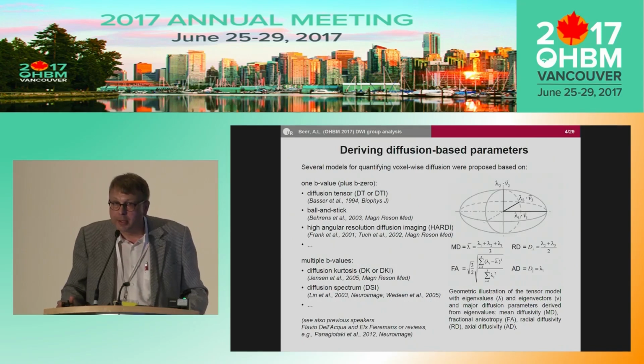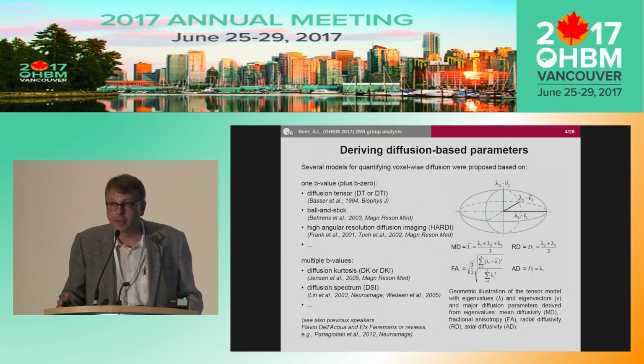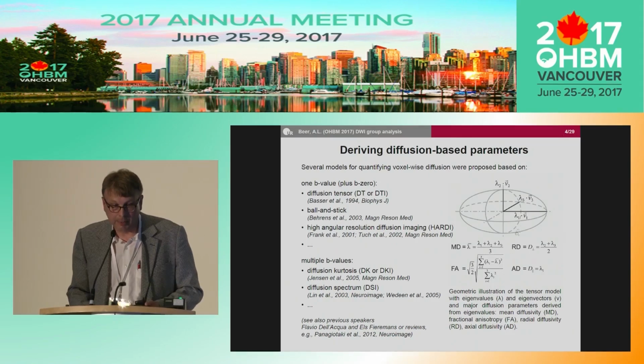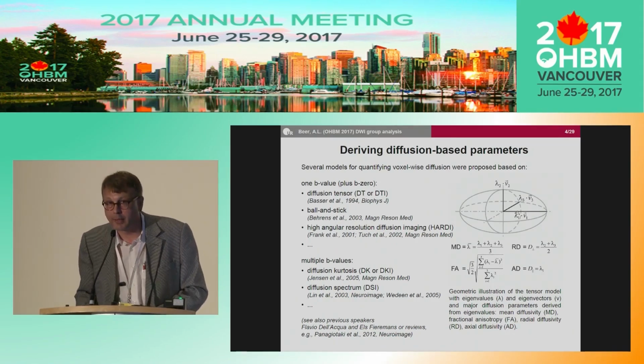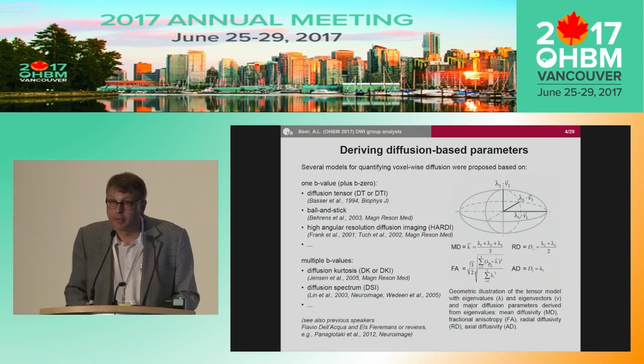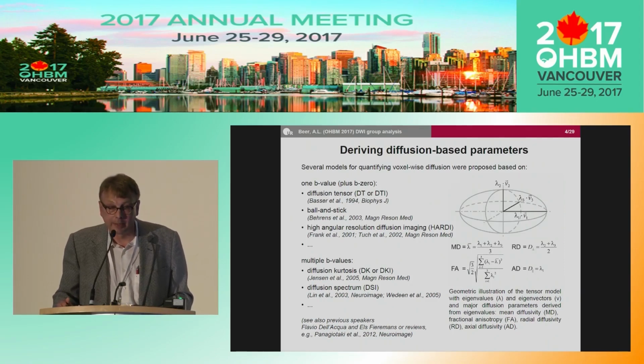I'm not going into detail for the diffusion models that we can analyze because it was discussed in more detail this morning, but just as a rehearsal for those of you who just came here, the most common one is the tensor model. The tensor model can be described by an ellipsoid composed of 3 eigenvectors and 3 eigenvalues. Based on this tensor model, you can derive certain parameters. The most commonly used ones are mean diffusion, radial diffusion, and axial diffusion, which are measures of diffusion strength. And you can also quantify the fractional anisotropy, which can be thought of as the normalized variance of the eigenvalues.